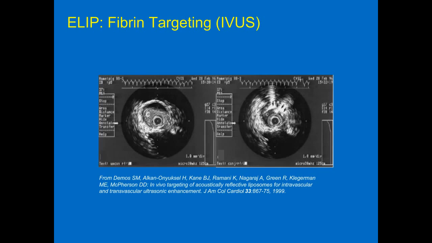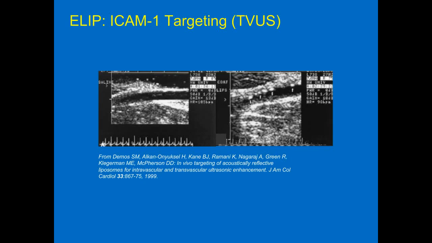In this case, we induced a fibrin thrombus or clot in the femoral artery of one of these small pigs. And then immediately after injection of fibrin-targeted ELIP, you could see how it just lights up, and you get intense reflectivity. And here's a case for the transvascular ultrasound, where the probe is held on the neck of the animal, and this is the carotid artery.